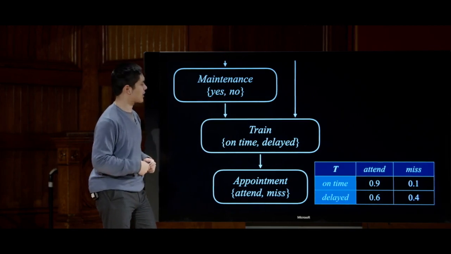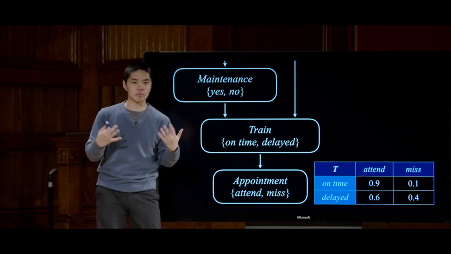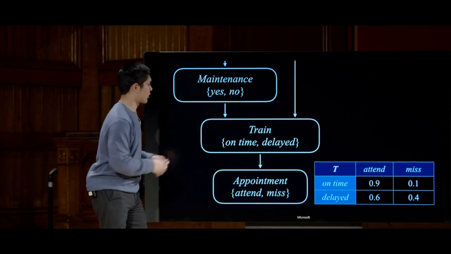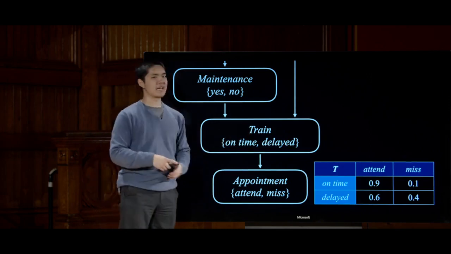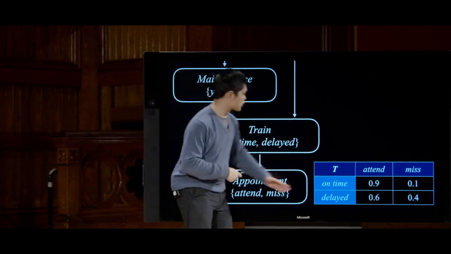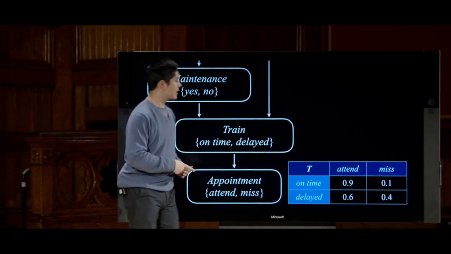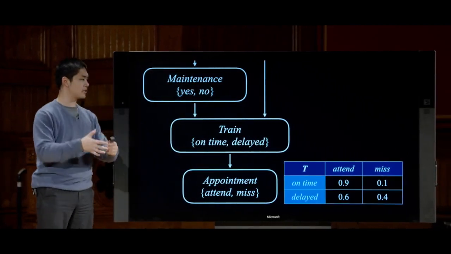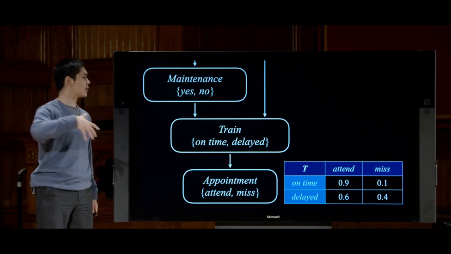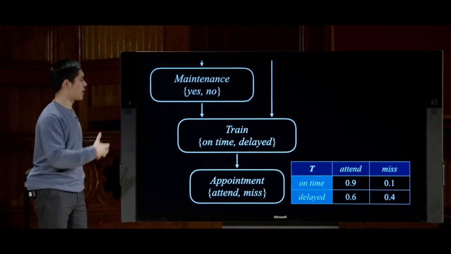And so here we might represent it using another conditional probability distribution that looks a little something like this. The train can take on two possible values. Either my train is on time or my train is delayed. And for each of those two possible values, I have a distribution for what are the odds that I'm able to attend the meeting and what are the odds that I miss the meeting.